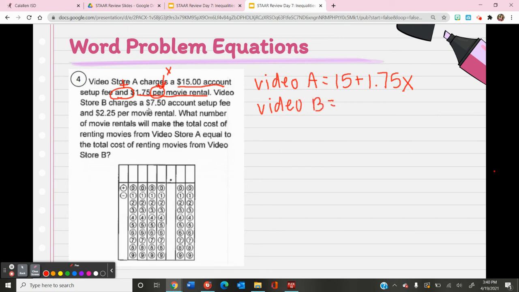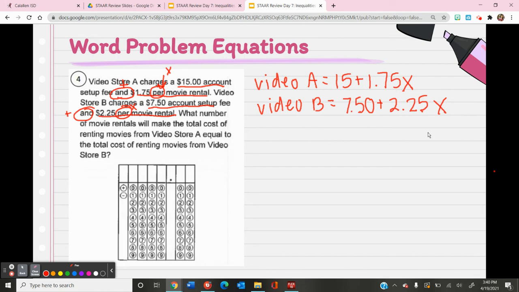Then we have Video Store B. So here it says they charge $7.50 for their setup fee, and that means I'm adding $2.25 per movie rental. And again, that word "per" means x. So to represent the cost for Video Store B, they charge $7.50 for their setup fee plus $2.25 per movie rental.